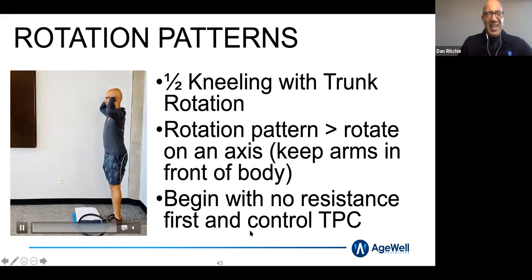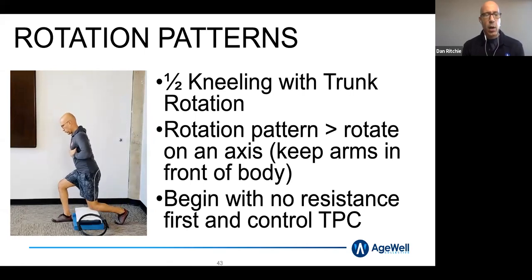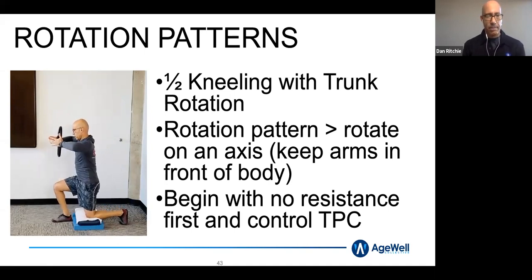But again, we'll start with the same alignment. We'll go into the half kneel position, and you'll notice that I'll rotate away from the camera or towards the forward leg. Actually, I rotate both directions on this one. But you'll notice I keep the TPC aligned. The lower body doesn't move. And you'll see the wrinkles in my shirt.